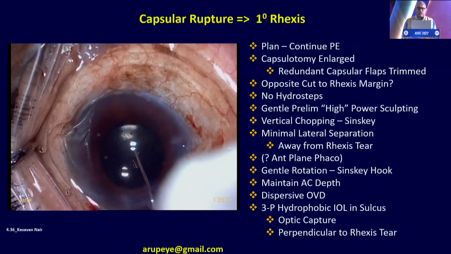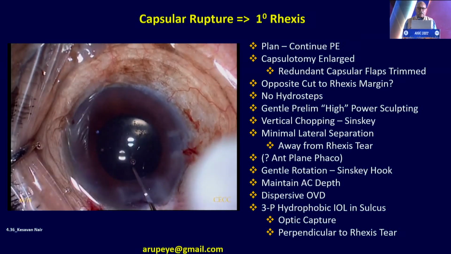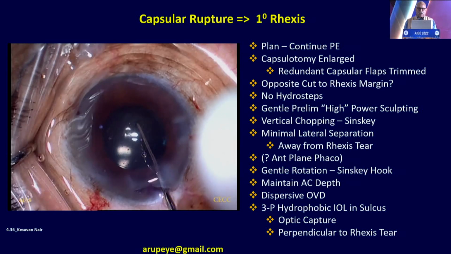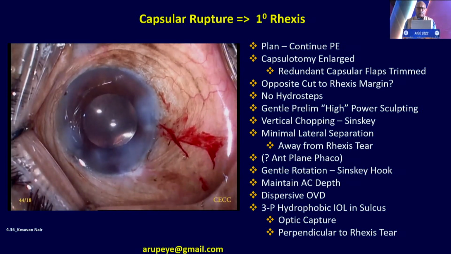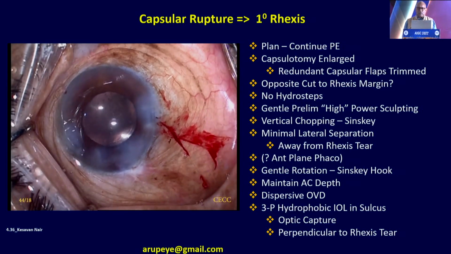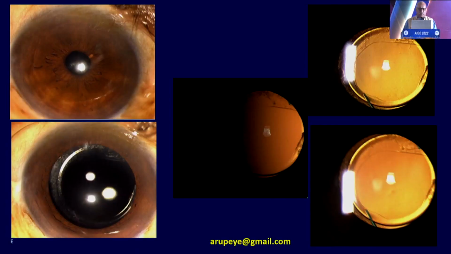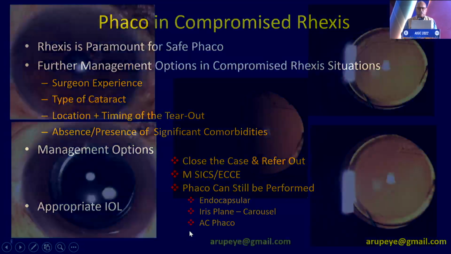So the haptics are kept in the sulcus, and I also pushed the optic behind the rhexis margin. So it was a sort of a capture that happened. Though the rhexis margin is not complete, still, it can definitely be attempted. And the surgery went pretty well. This patient has been under follow-up for a long period of time. The lens is very well centered. This is where the rhexis margin had run to the periphery on the nasal side.